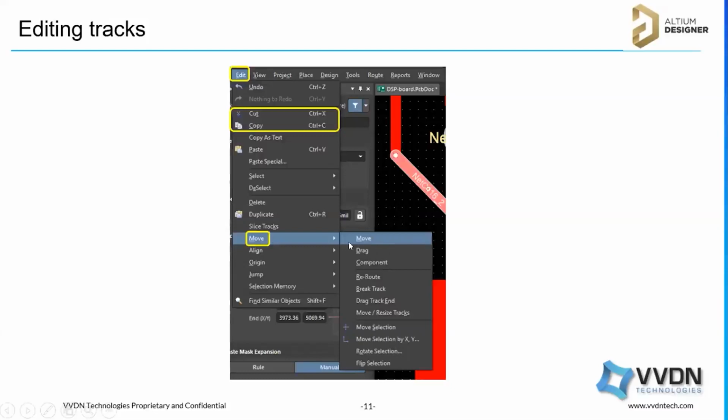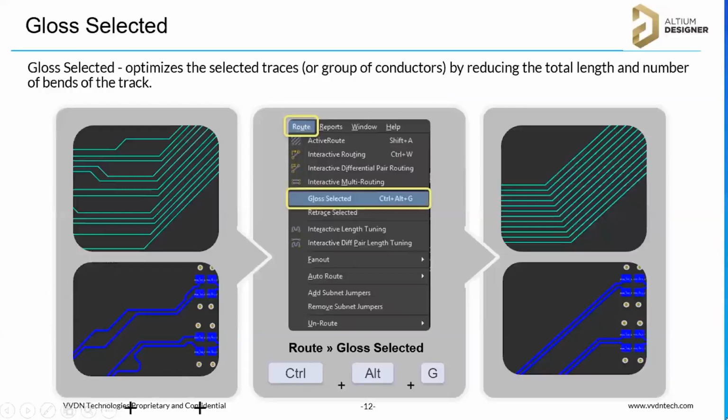And there is a move option. You can move, drag, move the selection, the complete section, or move to XY. There are a lot of options in the move command. And there is gloss selected, where we are just cleaning up the signals. You can see the difference between this routing, these tracks, and after gloss selected, how it has cleaned up the signals. This will be helpful once you have completed the routing and are doing the cleanup or other signal routing, even for the differential pair as well. The shortcut is Control Alt G, or you can go to Route, Gloss Select.